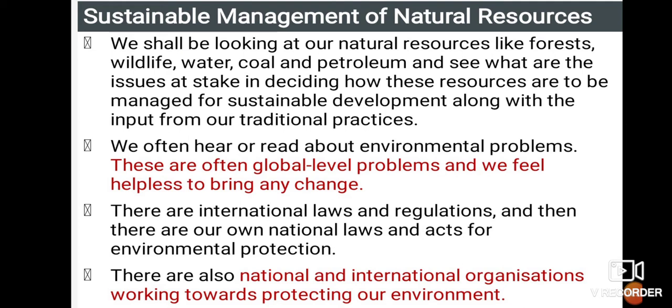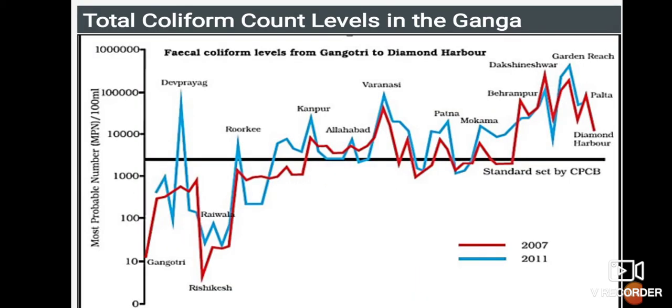These are often global level problems and we feel helpless to bring any change. There are international laws and regulations and there are our own national laws and acts for environmental protection. There are also national and international organizations working towards protecting our environment. Awareness about the problems caused by unthinkingly exploiting our resources has been a fairly recent phenomenon in our society. And once this awareness rises, some action is usually taken.